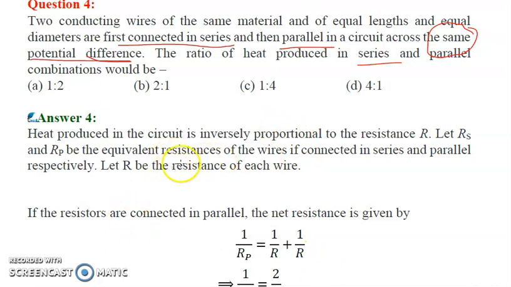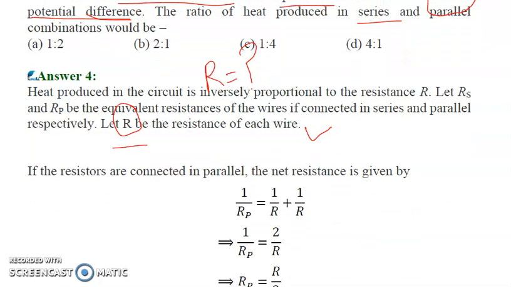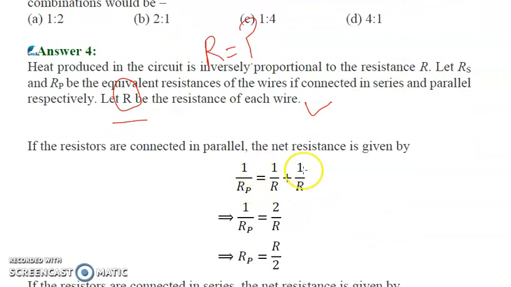While calculating the heat produced in series and parallel, we need to first calculate the equivalent resistance in both the cases, meaning resistance in series and resistance in parallel. So it has been taken that R is the resistance of each wire when they are connected in parallel. So 1 upon R is equal to 1 upon R1 plus 1 upon R2. So this will be 1 upon RP is equal to 2 upon R.